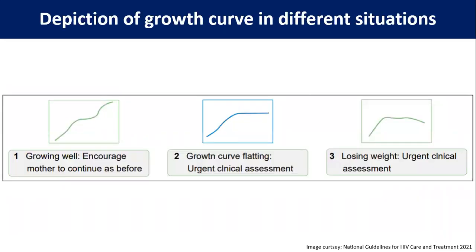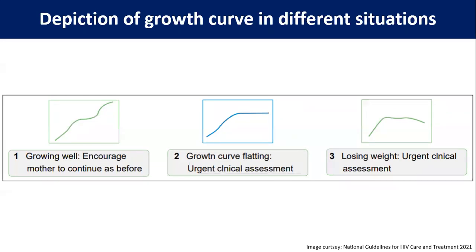So these are the curves which we can see in the growth chart. The first one shows the child is growing well because the curve is going up and up. So this is a very good sign if the child is behaving in this pattern.